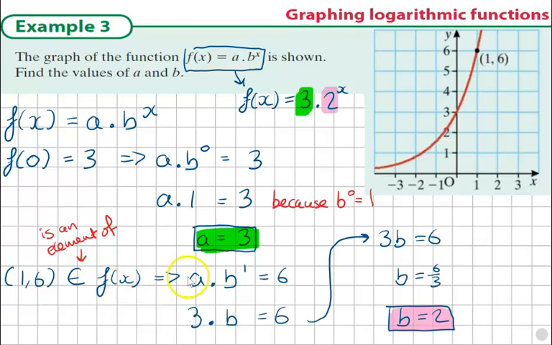So we were asked to find a and b, but we can actually put them together and create the equation. We weren't asked to do that, but I'm just going to add it in at the end as a final step. So our function is f of x equals 3 times 2 to the power of x. So our red curve is the function f of x equals 3 times 2 to the power of x, where a is 3 and b is 2.